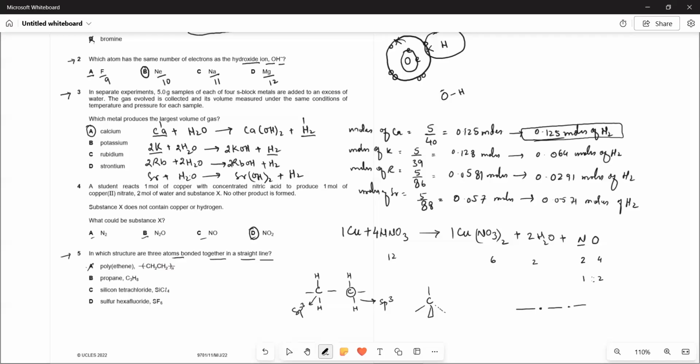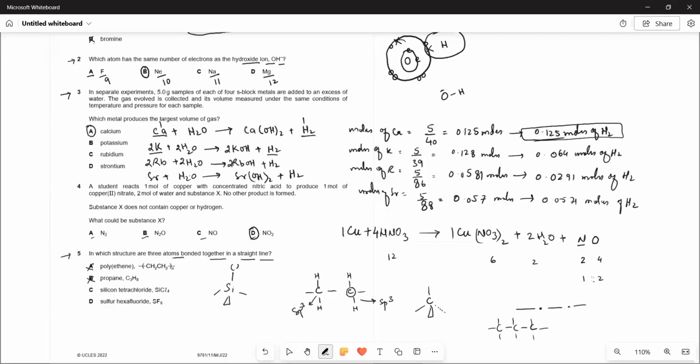The same will be the case in propane. We have seen that in propane, all three carbons are sp3 hybridized. So it means none of them is in a straight line. Now, SiCl4, its structure is again tetrahedral.